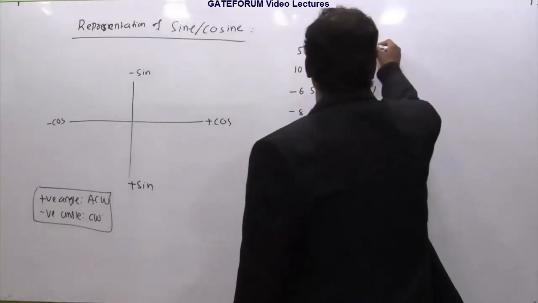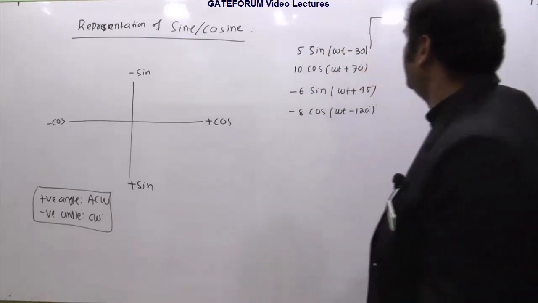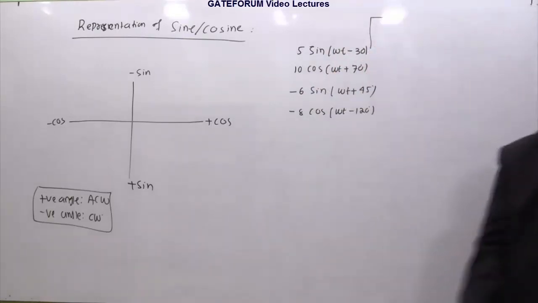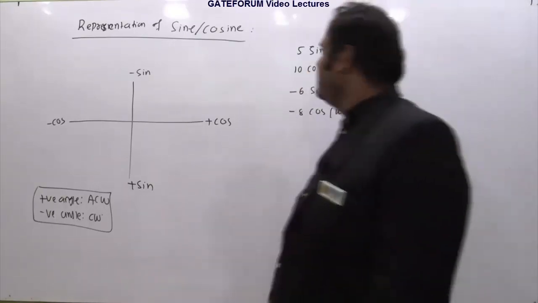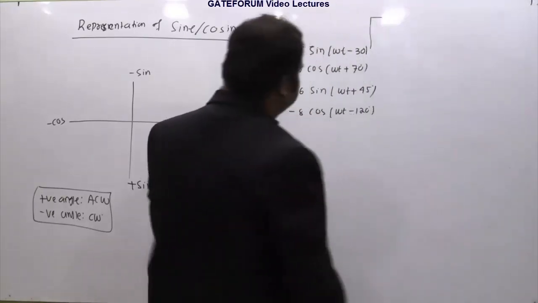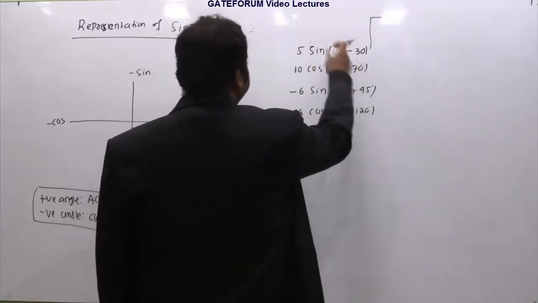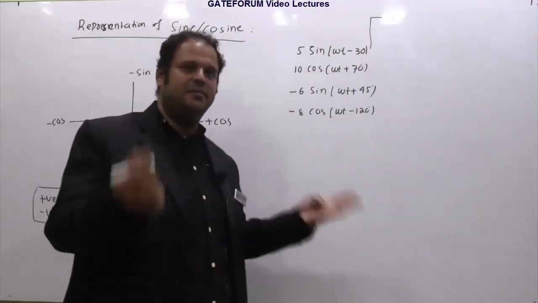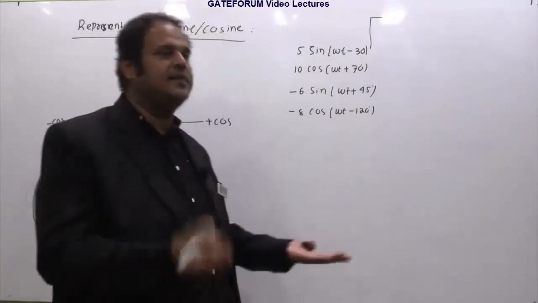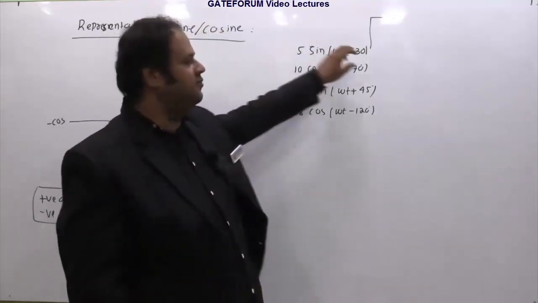So this 5 sine omega t minus 30, my intention in this case is to represent this particular quantity in all its possible forms. So how do I do that? To plot this, see, these are sinusoidal quantities having magnitude and phase. Frequency we are not bothered about in this case. We'll be assuming by default that this is the magnitude and phase at a certain frequency. What the exact frequency is, is not of interest in this case. We'll concentrate only on the magnitude and phase.